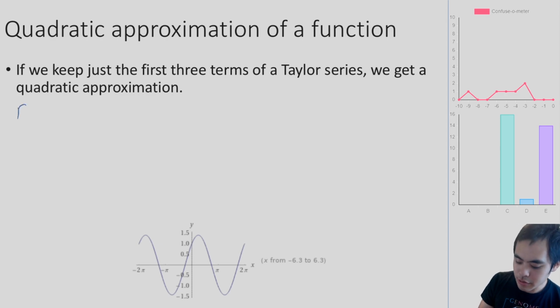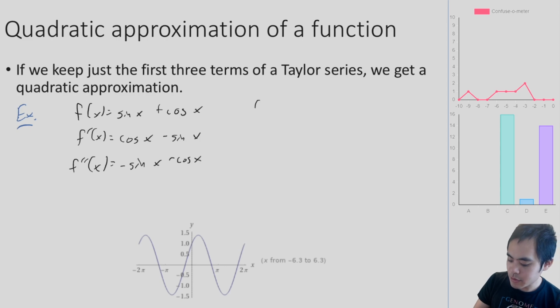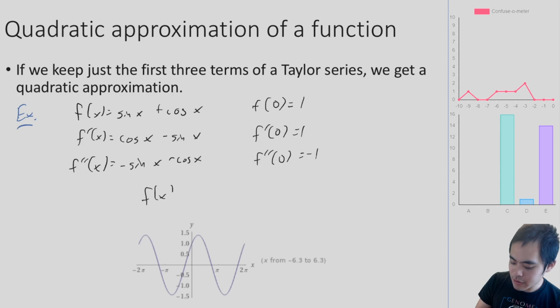And so in this particular case, we have f of x is equal to sine x plus cosine x. F prime of x is equal to cosine x minus sine x. F double prime of x is equal to minus sine x minus cosine x. So f of 0 is equal to 1. F prime of 0 is equal to 1. F double prime of 0 is equal to minus 1. So then f of x is approximately equal to 1 plus x minus x squared over 2.